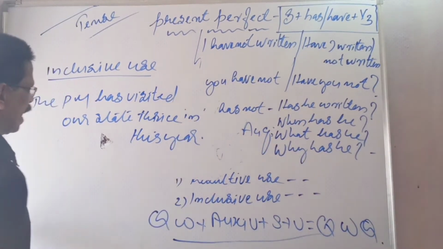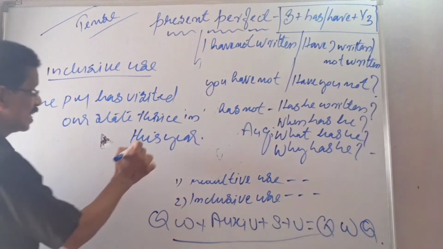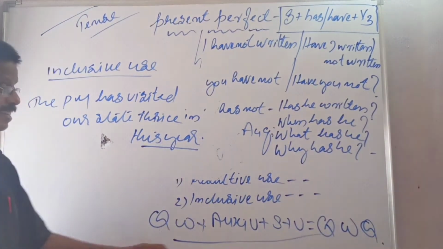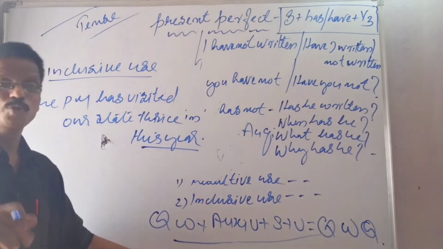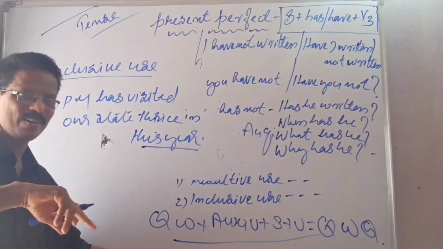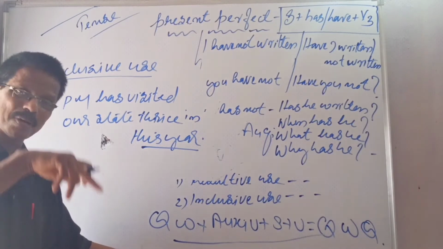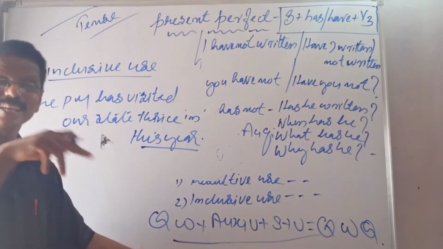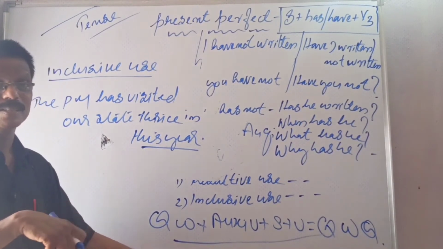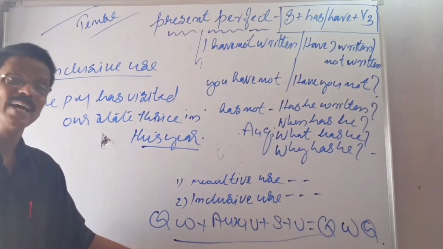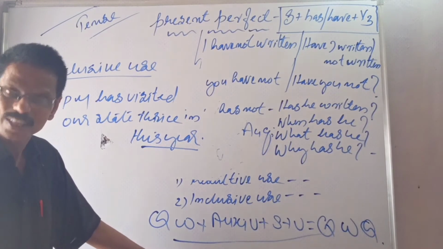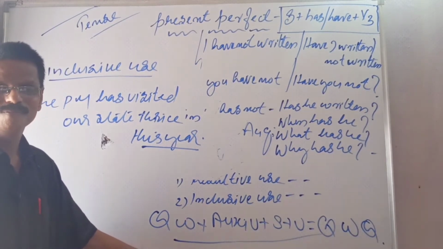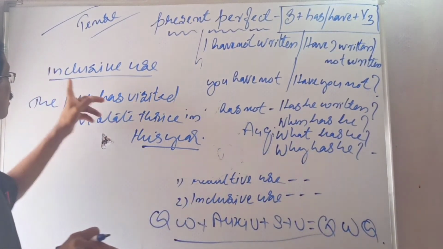He did not come today. He did not come yesterday, but this year is present. See, take for example, today is present, yesterday is past. This week is present, last week is past. This year is present, last year is past. This decade is present, last decade is past. Even this century is present. This century is a period of time. Okay, that period is now. So, inclusive use.